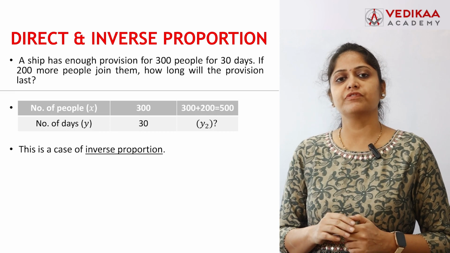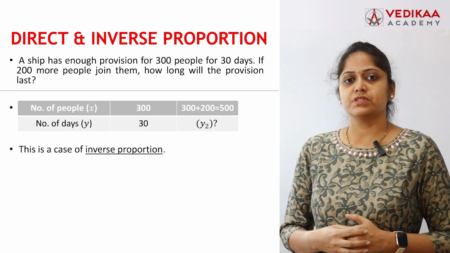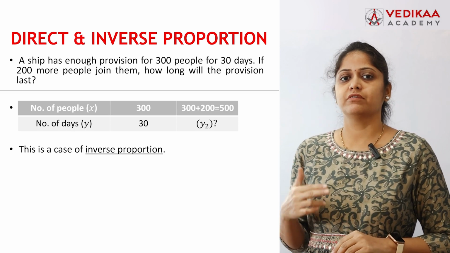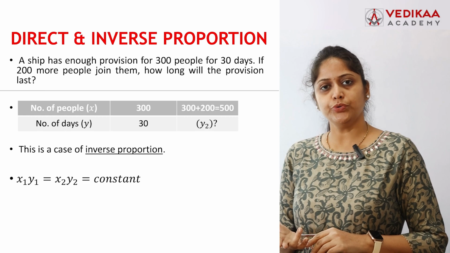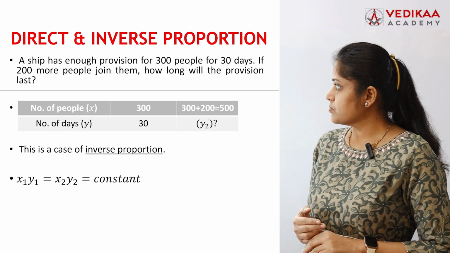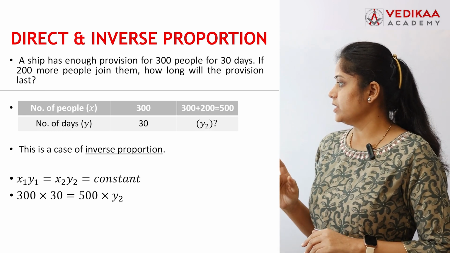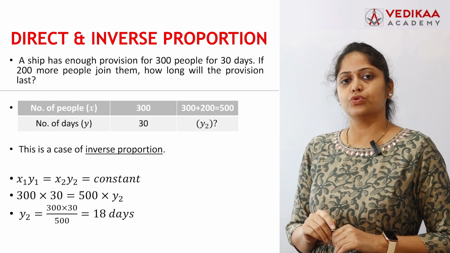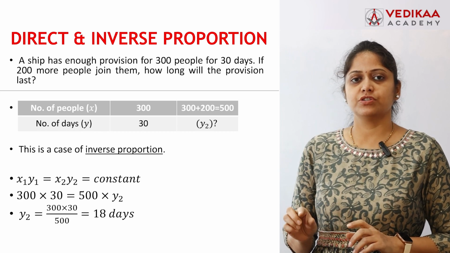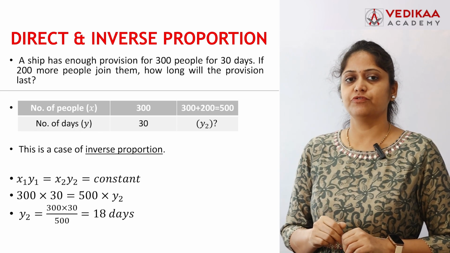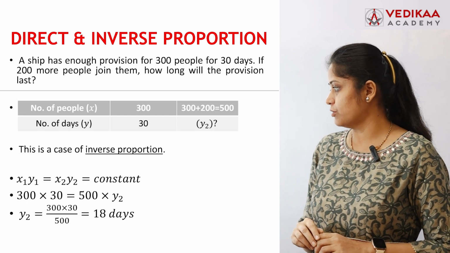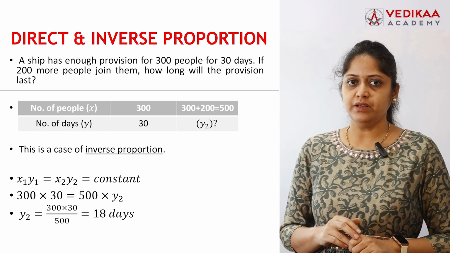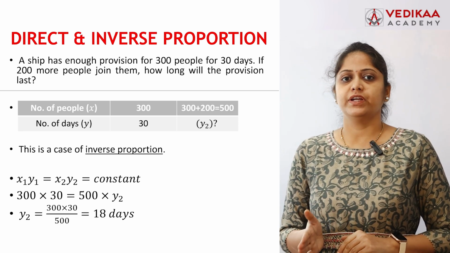As it is a case of inverse proportion, what we have seen? We have seen that the product is constant, that is x1 into y1 is equal to x2 into y2. So I have just substituted the values: 300 into 30 is equal to 500 into y2. In that way one equation you will get. You have to solve that equation for y2. So y2 is coming out to be 18 days. As number of people has increased to 500, the provision will last only for 18 days.